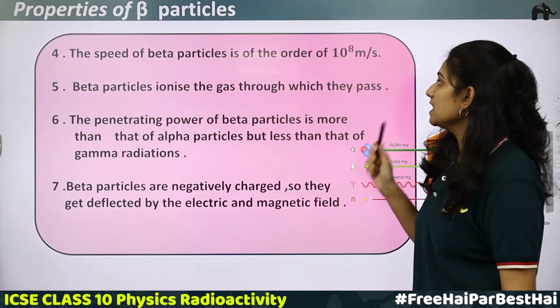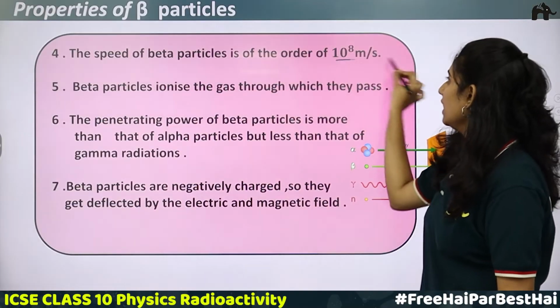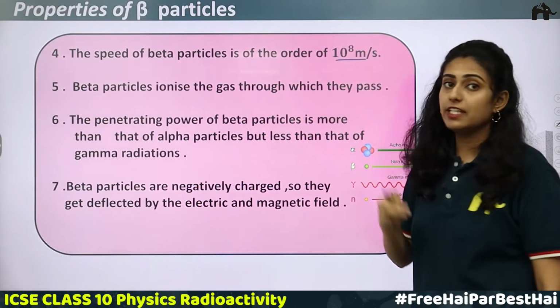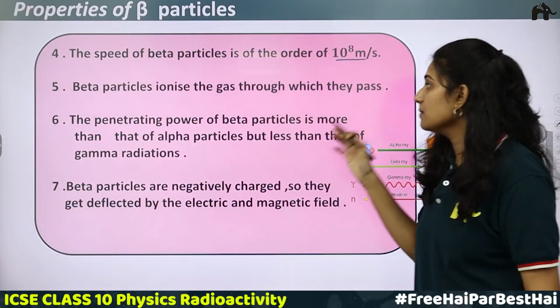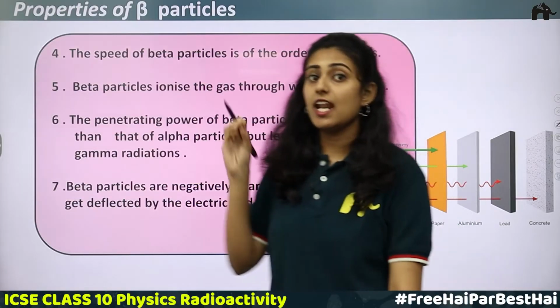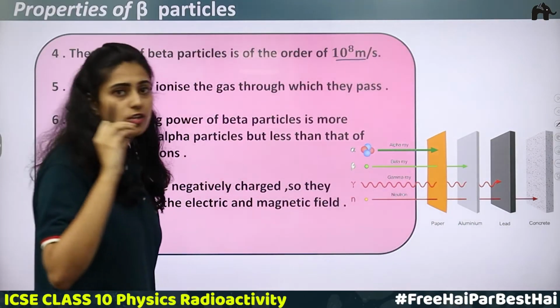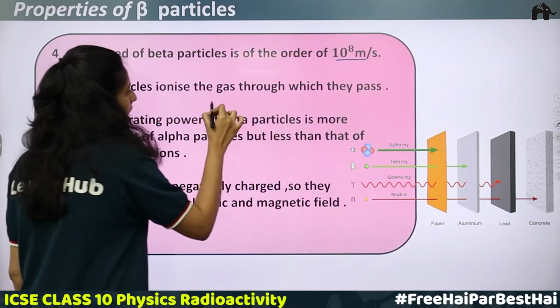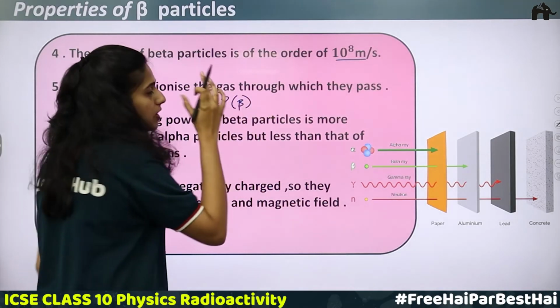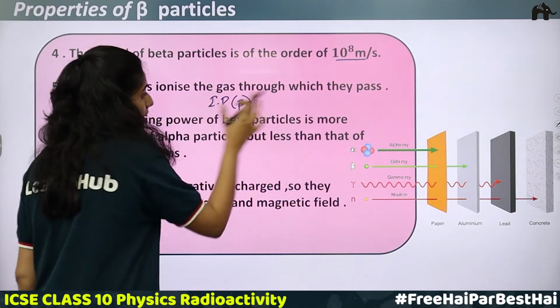Next, the speed of beta particle is of the order of 10 raised to 8 meter per second, but it will be less than the speed of light, which is 3 into 10 raised to 8 meter per second. Next, beta particles ionize the gas through which they pass. We have said ionizing power is the highest for alpha particles, which means the ionizing power of beta particles will be in between that of alpha and that of gamma.